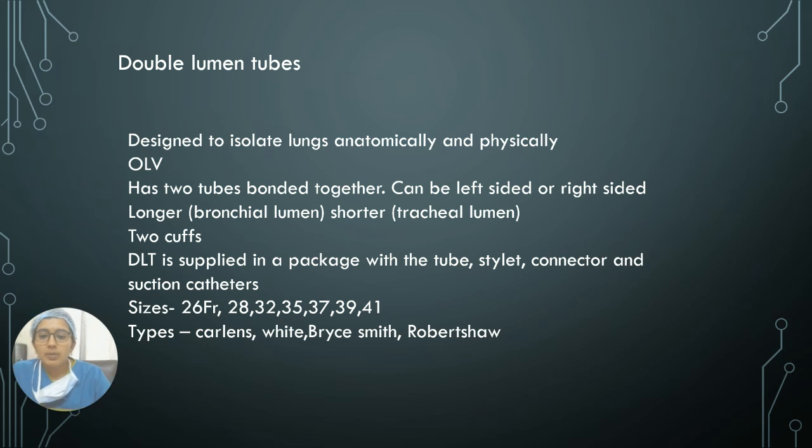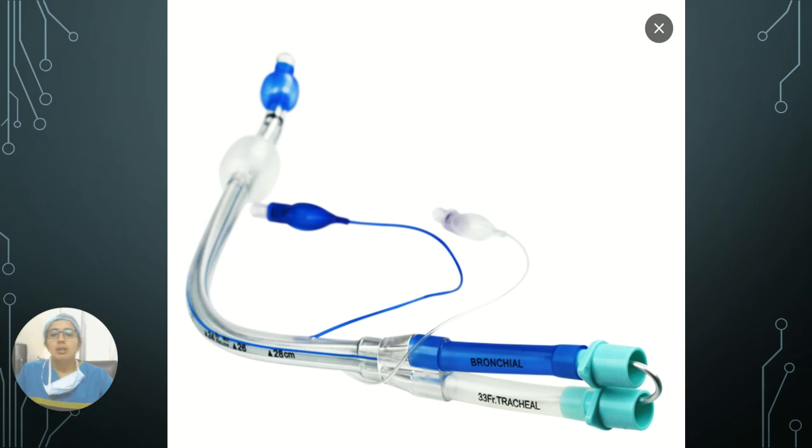So we have Carlens, White, Bryce-Smith and Robertshaw types. This is the double lumen tube where we can see a bronchial lumen and a tracheal lumen. And we have two cuffs. The blue colored is the distal bronchial cuff and the white cuff is the tracheal cuff.